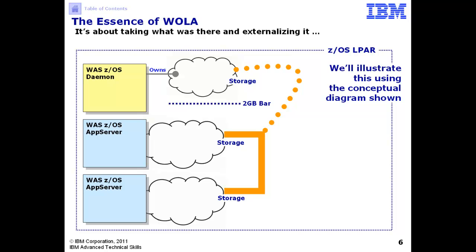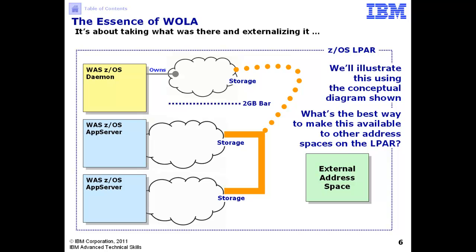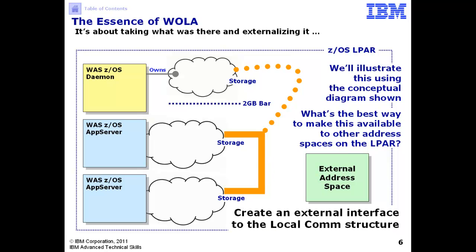We're going to illustrate the LocalComm function in the somewhat conceptual way you see on the chart here. The solid orange bar represents the cross-memory transfer between server address spaces. The dotted orange line represents the daemon's maintaining of transfer control blocks in the storage above the bar. So what's the best way to make LocalComm accessible to address spaces on the LPAR? You create an external interface to LocalComm, and you make it bidirectional.